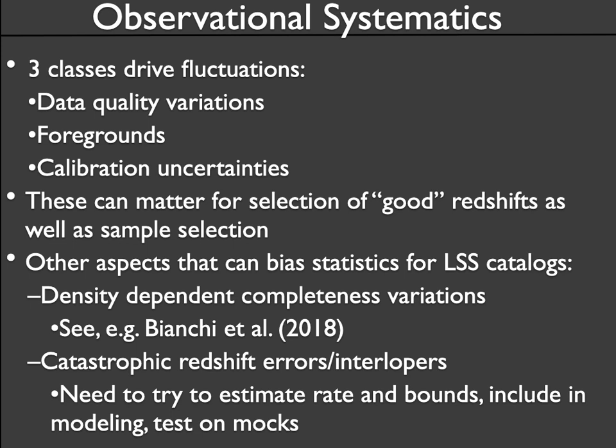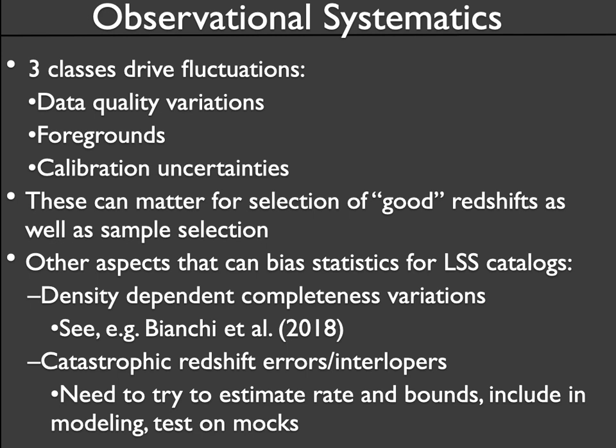And then there'll be calibration uncertainties. So basically, how good is our relative calibration on our photometry or our spectroscopy from place to place on the sky, and how does that induce fluctuations in our galaxy counts?